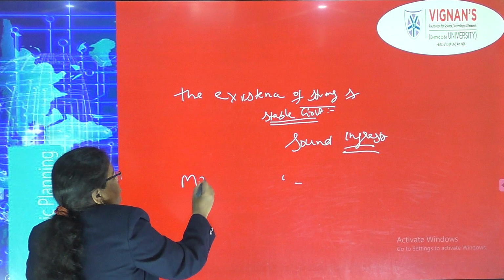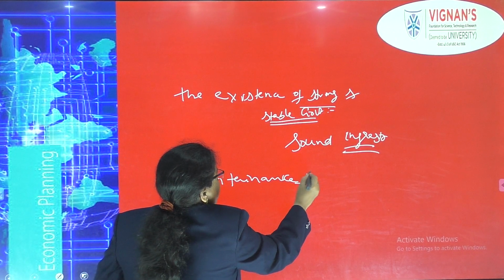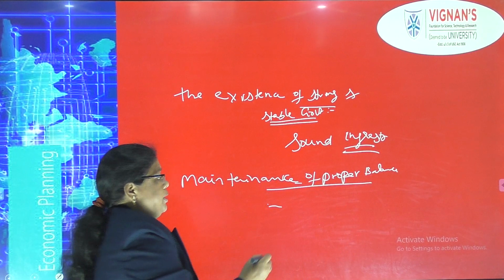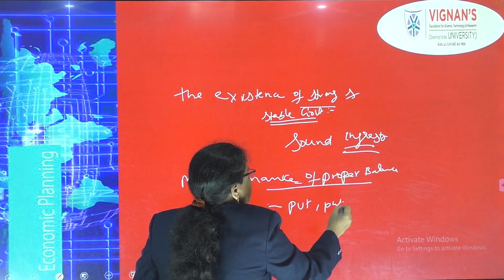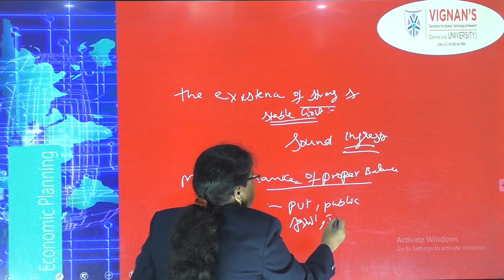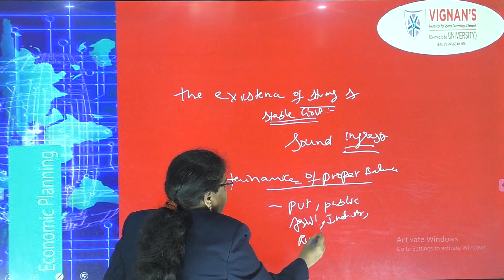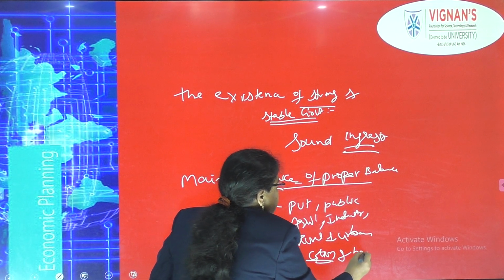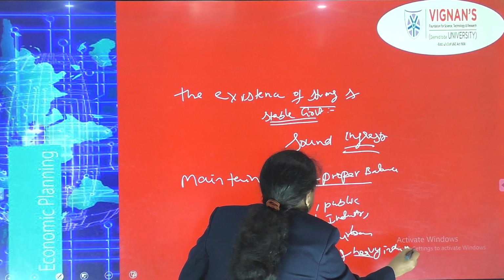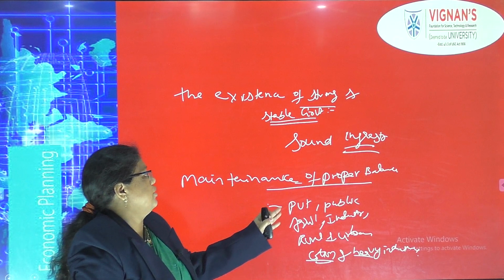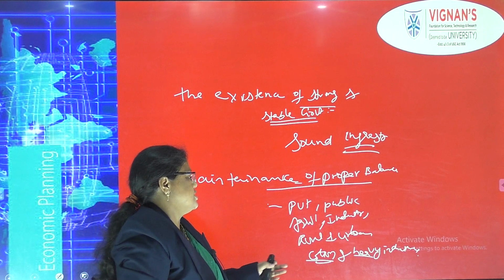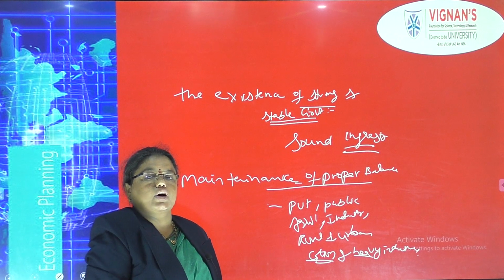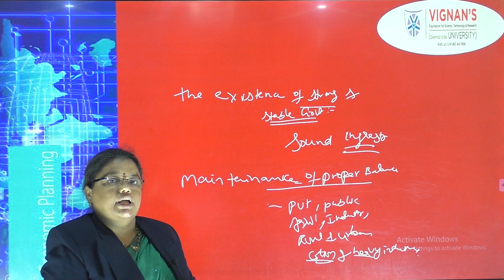Next one is maintenance of proper balance. Proper balance between private and public, agriculture and industry, rural and urban, cottage and heavy industries should be maintained. So that leads to progress in economic planning.